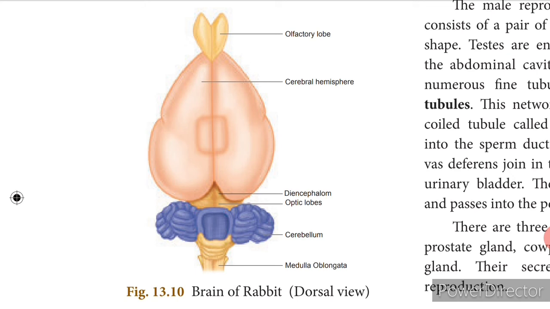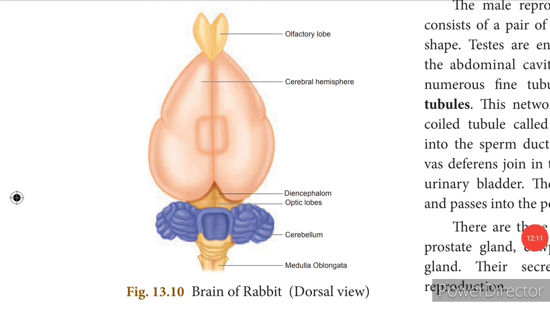Now look into the picture, children. Here you can see the brain of the rabbit, and it is present in the cranial cavity inside the skull, isn't it? It is covered by three membranes. The outer membrane is called the dura mater, the inner one is called the pia mater, and the middle one is called the arachnoid membrane. The brain is divided into forebrain, midbrain, and the hindbrain.